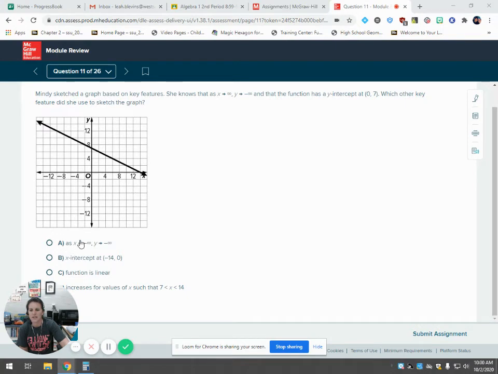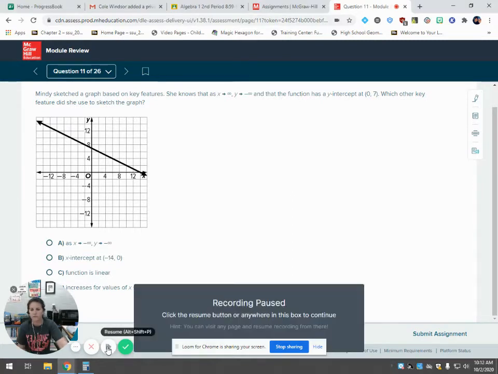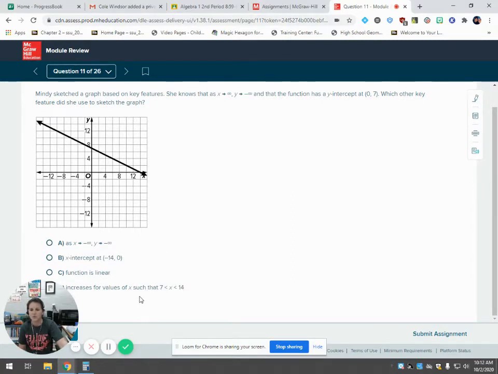It says that as x goes to negative infinity, y is going down to negative infinity. We know that's not true. That it has an x-intercept at (-14, 0). That's not true. The function is linear. Well, we can see that yes, it does form a straight line. But let's check the last one: that y increases for values of x between 7 and 14. We can see that's not true because for values of x between 7 and 14 it is going down. So that leaves my only correct answer to be C.